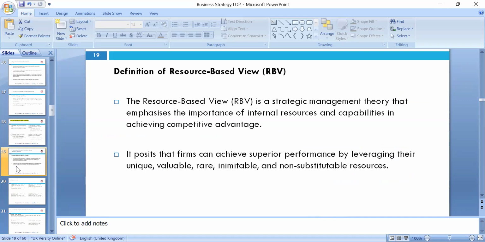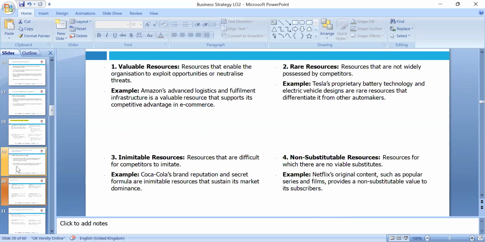achieve competitive advantage, and financial and other resources: unique, valuable, rare, inimitable, and non-substitutable resources, and how well we manage them. So we can look at valuable resources that enable the organization to exploit, so Amazon is really investing in logistic infrastructure using technology, e-commerce. Inimitable resources are those that are difficult for competitors to copy. So it's very difficult for a competitor like eBay to deliver in exactly the same way as Amazon, and it is quite close competition.